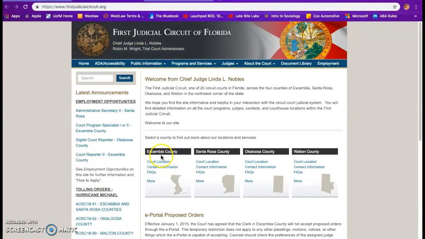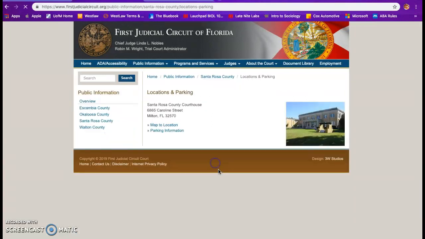And what I did, okay, the court location is divided by the county. And so, as I've already mentioned, Santa Rosa County is the county. And I clicked on court location, and this is where we're going to file our claim. It will be located at the Santa Rosa County Courthouse at 6865 Carolina Street, Milton, Florida 32570.